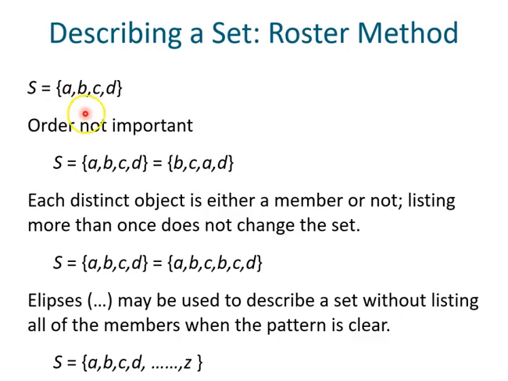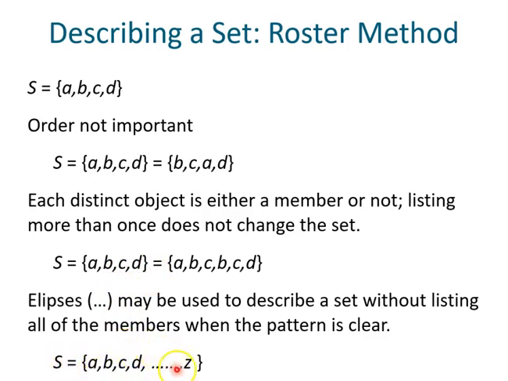Describing a set, roster method. In this method we just list all the elements of the set. For example, S = {a, b, c, d} is the set of elements a, b, c, d. The order is not important. If we change the order, it is the same set. Also, repetitions of elements don't change the set. An element belongs to a set only one time.